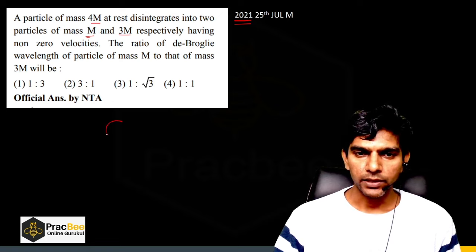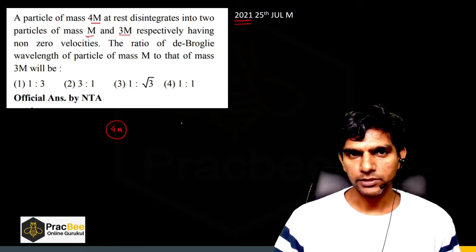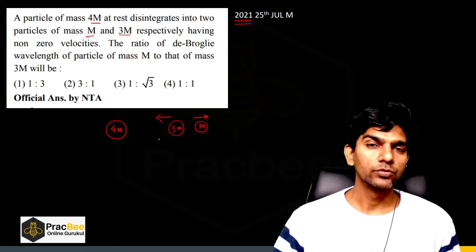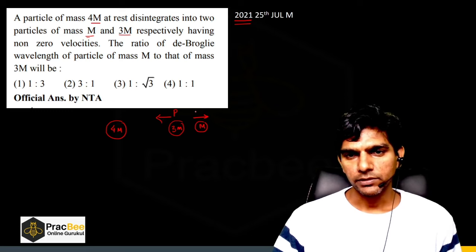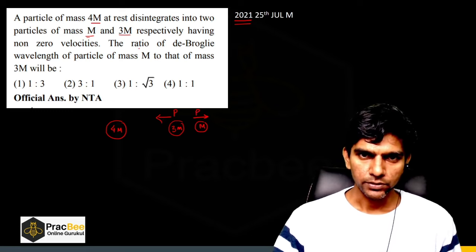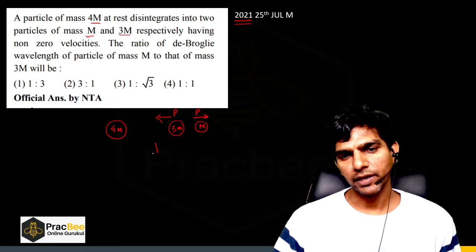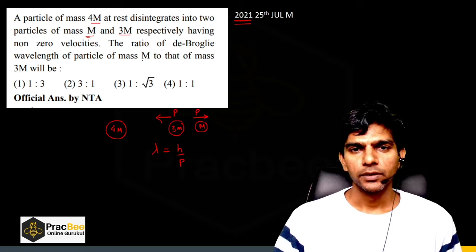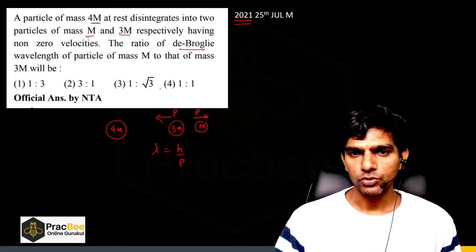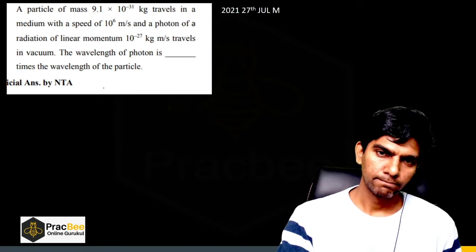So if we have a particle of mass 4m, if this particle splits up into two parts, let us say this is 3m and this is m. It will move in this direction, it will move in this direction, and both will have the same momentum in magnitude. If this is p, this is also p in magnitude. So for the ratio of the de Broglie wavelength, we know that lambda is h by p. If momentum is the same for both the particles, their de Broglie wavelength will be the same. So option 4 is the right answer.